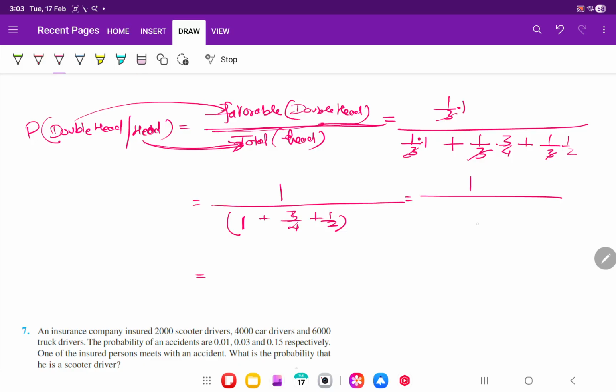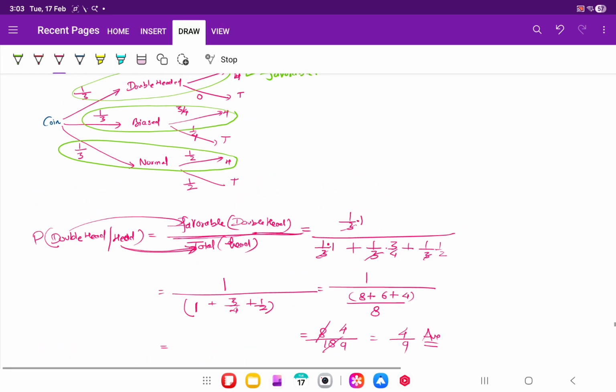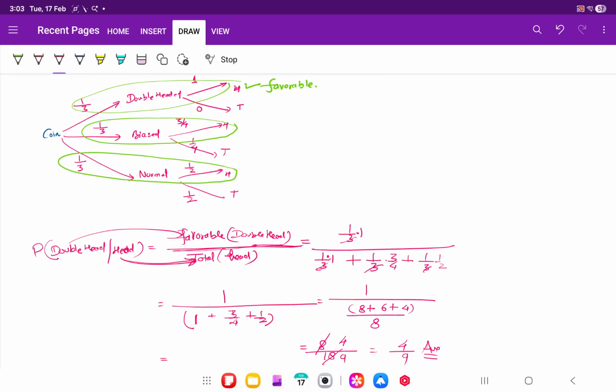So this will come out, LCM is 4, so this is 4 plus 3 plus 2. Which is 4 by 9. This is also a very easy question. 4 by 9 is the answer. So this is the flow chart and that is how we can solve it.